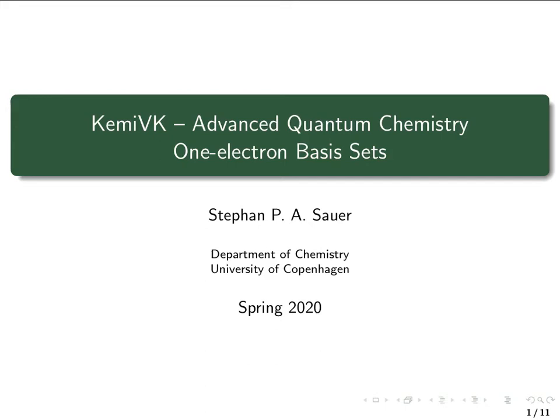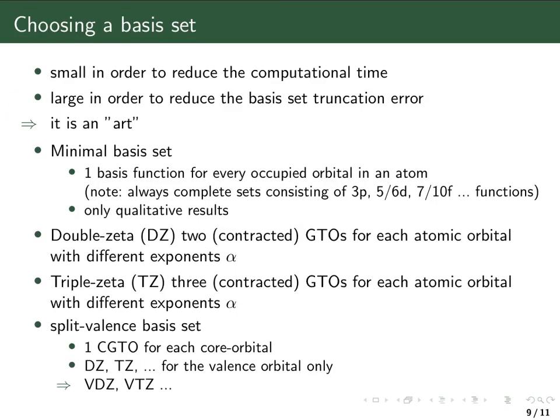Welcome to Advanced Quantum Chemistry and the second lecture on one-electron basis sets. In the previous lectures we discussed that in most quantum chemistry programs nowadays one uses so-called Gaussian basis sets, meaning basis sets made of Gaussian functions. The question now remains how many functions one should use in a calculation and which kind of functions, meaning whether it should be S or P or D functions, and what the exponents should be.